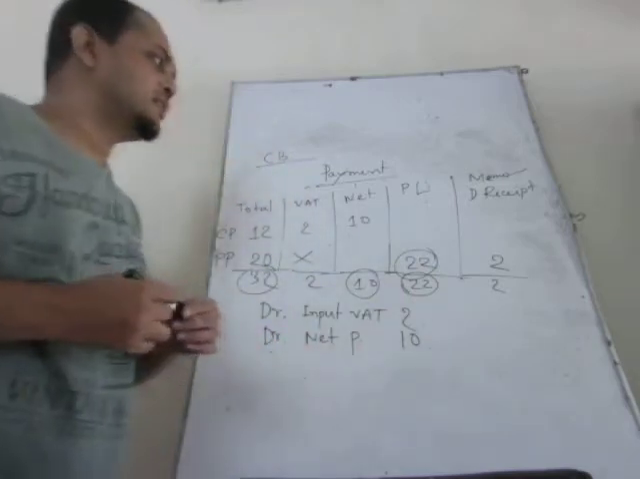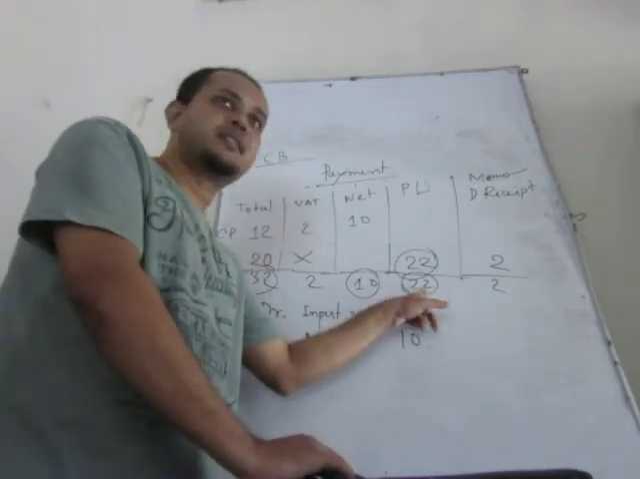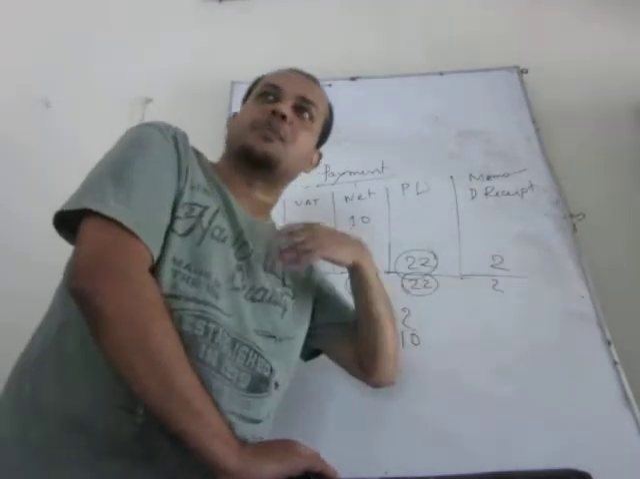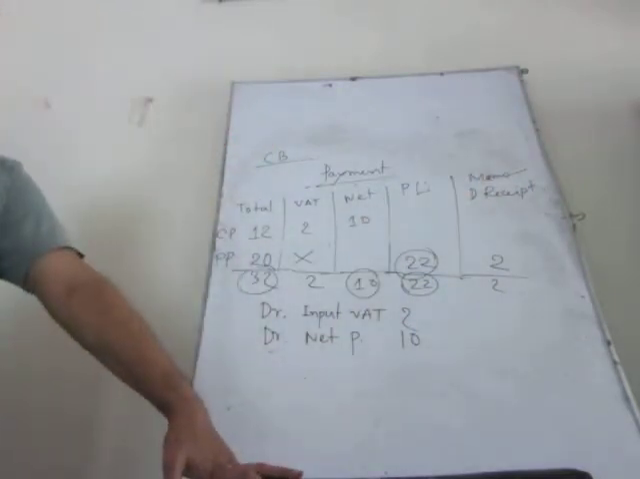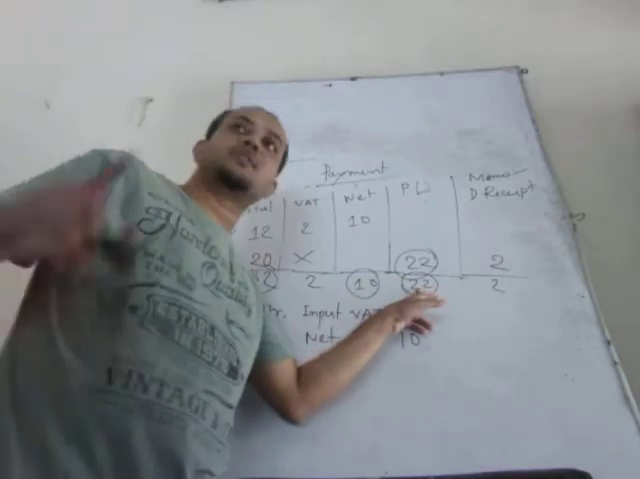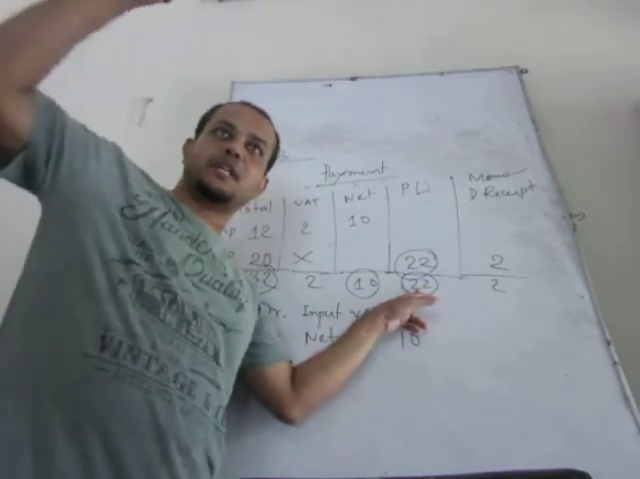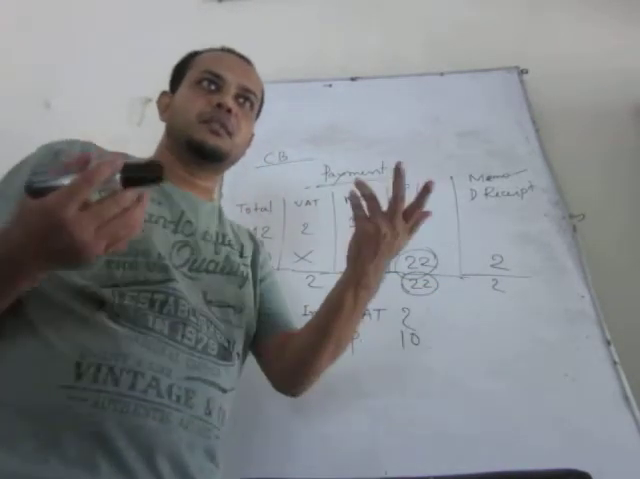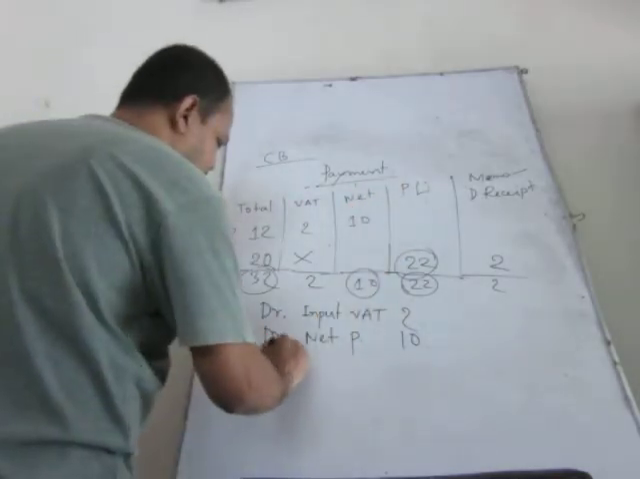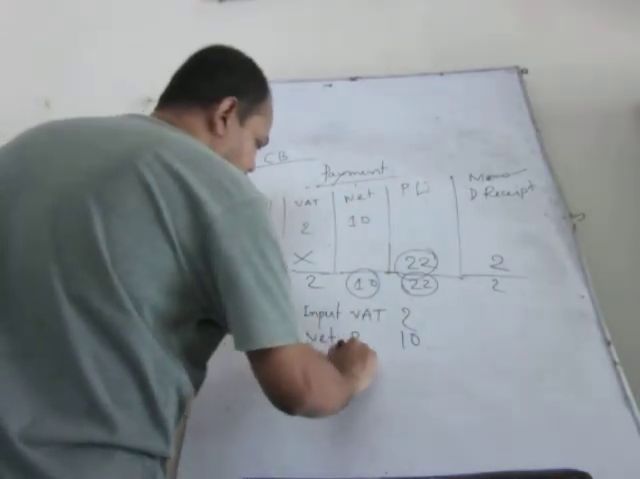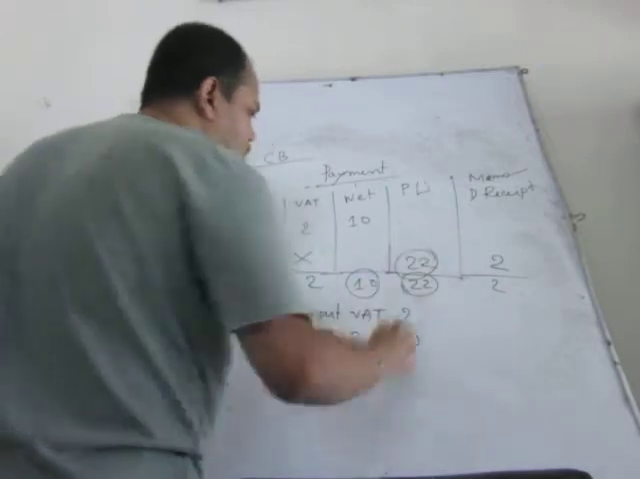Then the payable ledger. By seeing this column, you are very clear that this much was initially payable, and now you are providing that payment. Payment for the creditor, so initially it was a liability. Now you are decreasing that liability, so it should be on the debit side. That means debit, payables ledger control account. How much? 20.